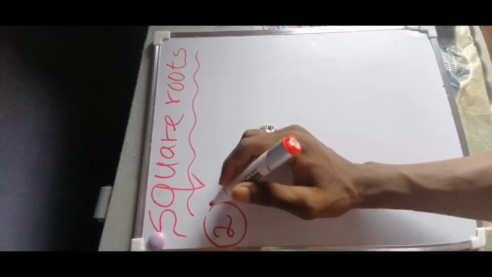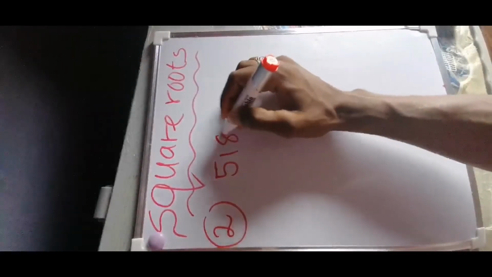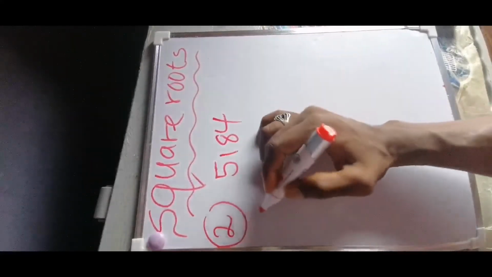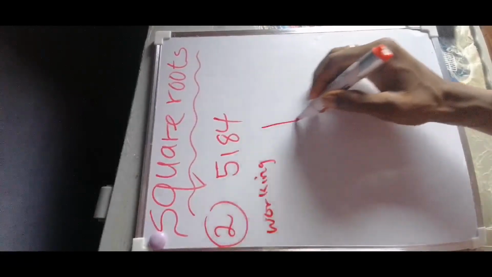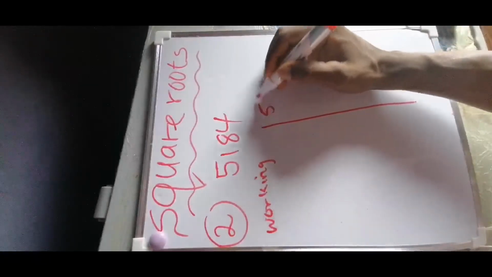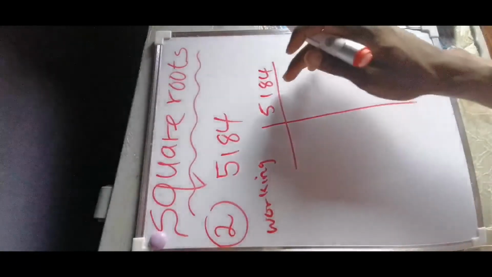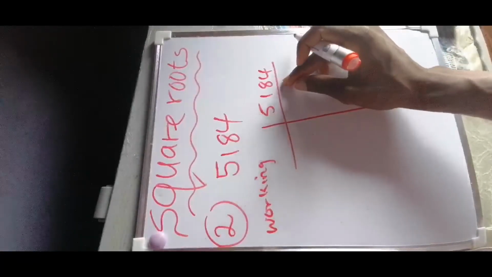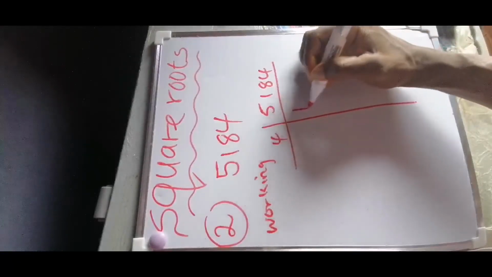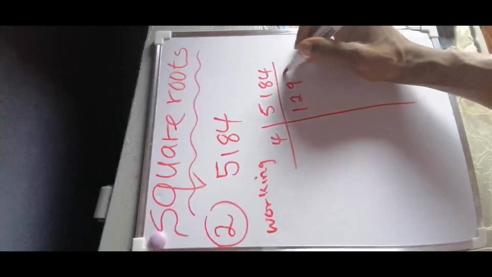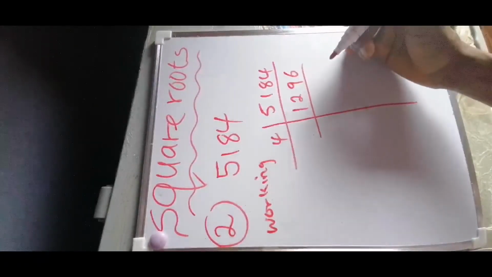Then the next one, 5,184. Still we are going to show our workings here. We are going to draw our line here. 5,184. We are going to look at a number that will divide this number without any remainder. Let's use 4. 4 into this number is 1,296. Again, we look at a number that will enter this number without any remainder.